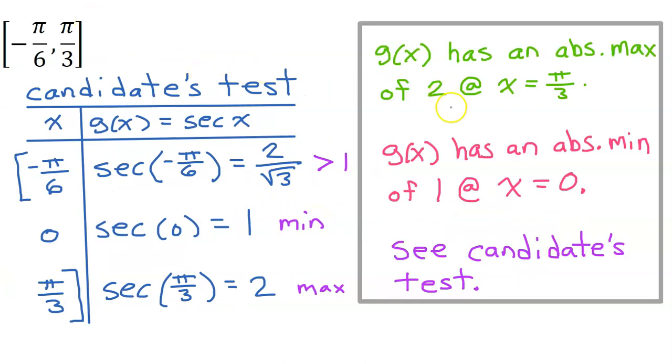Here's how you would write up your final answer on the AP exam. G of x has an absolute maximum of 2 at x equals pi over 3. G of x has an absolute minimum of 1 at x equals 0. C, Candidates Test.